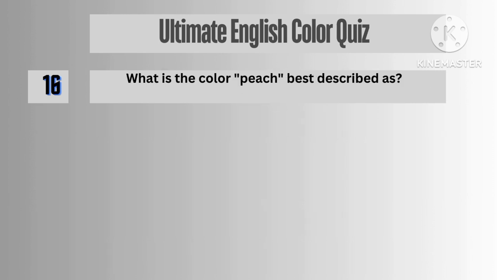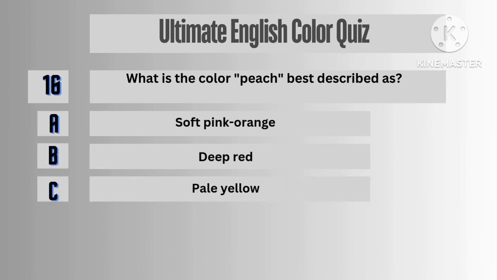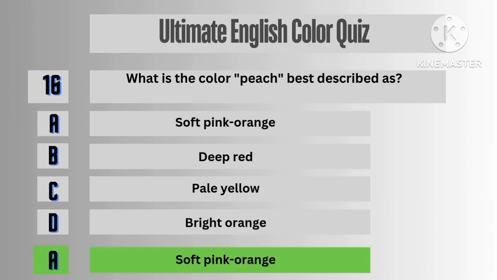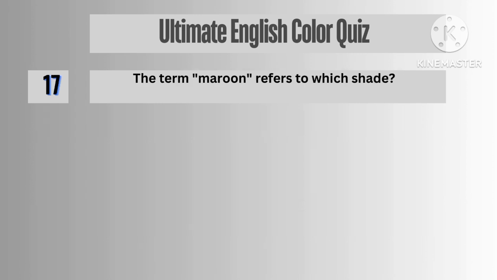Question number 16. What is the color peach best described as? Option A soft pink orange, option B deep red, option C pale yellow, option D bright orange. 5, 4, 3, 2, 1. Correct answer is A soft pink orange.